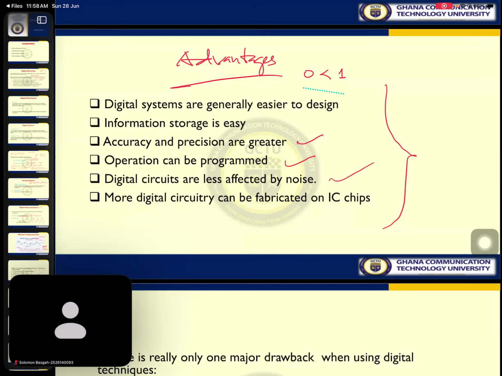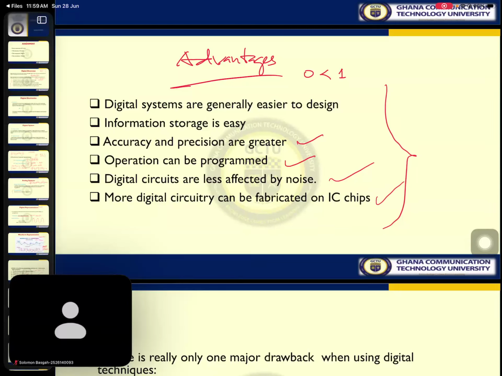The next one: digital circuits are less affected by noise. In a digital system, the circuit only needs to decide whether a signal is 0 or 1, or whether it is closer to 0 or closer to 1. So a small noise may not change the final decision of the system, the digital output.